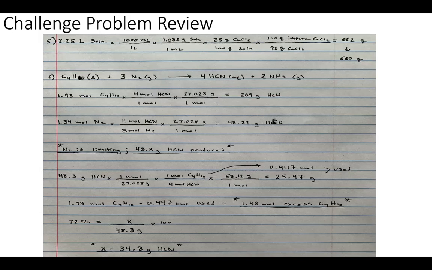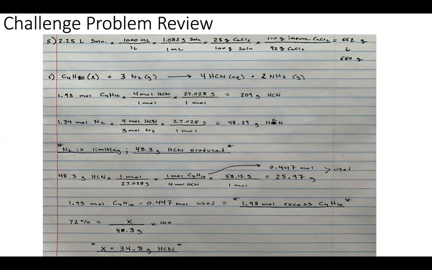And again, a clarification: look at the units to make sure your units cancel out. At first, we use all information regarding the solution itself. Then the second to last conversion factor allows us to go from mass of solution to mass of calcium chloride. Then the last conversion factor is mass of calcium chloride to mass of our impure calcium chloride. So units can help you there.